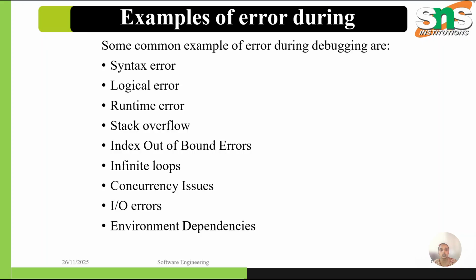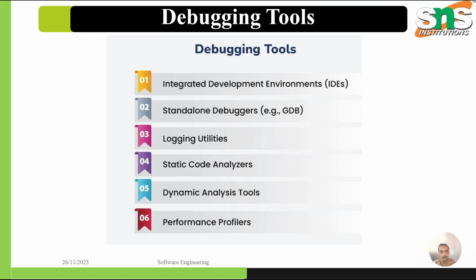The next one is examples of errors during debugging. There are many common errors: syntax error, logical error, runtime error, stack overflow, index out of bound errors, infinite loops, concurrency issues, input output errors, and environment dependencies. These are all called examples of errors during debugging.